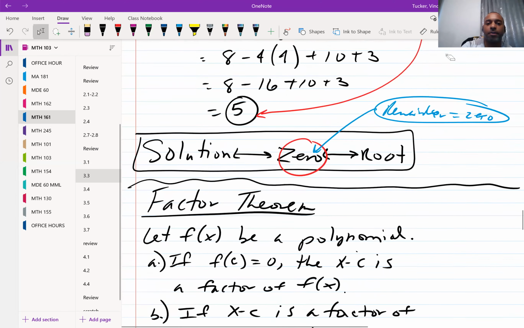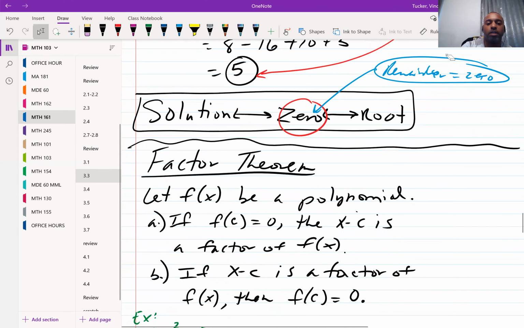So the factor theorem is just telling us, if you have f of x as our polynomial, going back to what we were mentioning with Mr. Williams, if I plug a value into my function and I get out zero, that means that x minus c is going to be a factor. Or if x minus c is a factor, that means that when I plug c into it, you get zero. So just saying the same thing, but different ways.